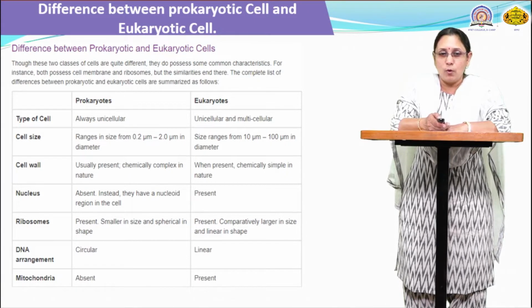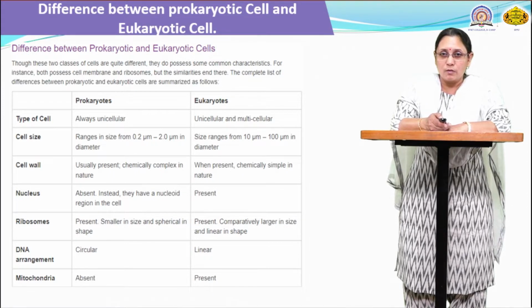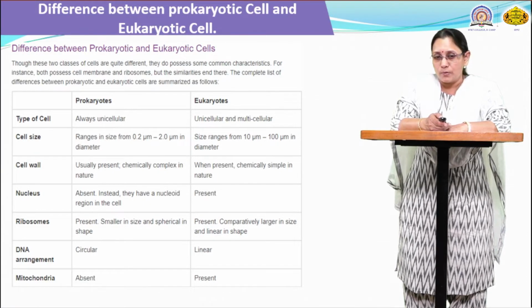So what about the cell wall? Usually the cell wall is present in prokaryotes and is chemically complex in nature as compared to eukaryotes. So what happens in eukaryotes? Only in plant cell the cell wall is present, and we saw in our lecture that it is made up of cellulose, while in animal cell the cell wall structure is totally absent.